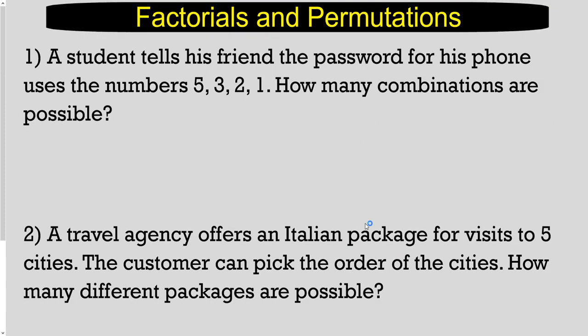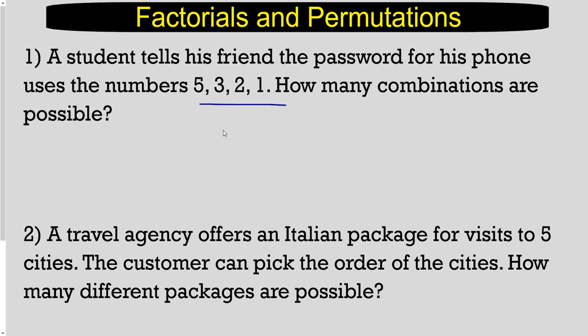A student tells his friend the password for his phone uses the numbers 5, 3, 2, and 1. How many combinations are possible? So let's say your buddy tells you the combo for their phone, and then you forget, but you remember that these are the 4 numbers, you just don't know what order.